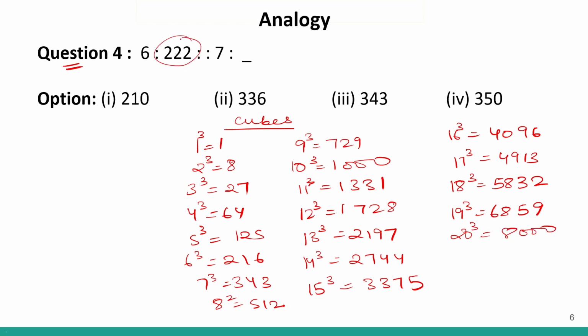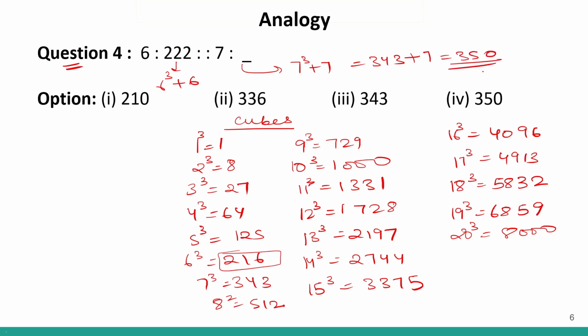So 222 is close to which number? 216. Correct? 216, which is 6 cube. So can I write 222 as 6 cube plus 6? Yes. So this one will also be 7 cube plus 7. What is the value of 7 cube? 343. And if I add 7, I will get 350, which will be my answer. 350 will be my answer, which is option number 4. Correct? Option number 4 will be the correct answer.